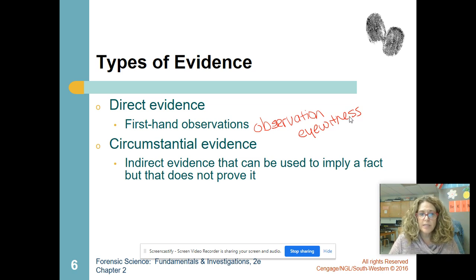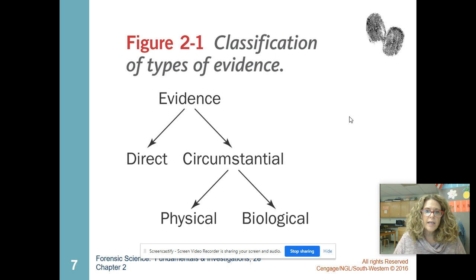And then we have our circumstantial evidence, and that is evidence that can be used to imply a fact, but not necessarily prove it. So you can imply that someone was at the crime scene, but you cannot say for sure that they did it. That will be called circumstantial evidence. So we can further refine our types of evidence between direct and circumstantial. Circumstantial evidence falls under two categories. We have our physical and our biological.